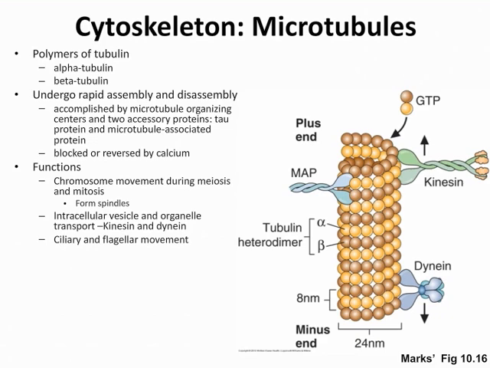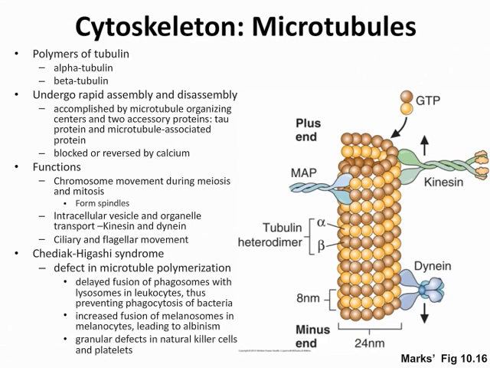Microtubules function in mitosis and meiosis. Remember, they form the mitotic spindles. Also, Chediak-Higashi syndrome is a defect in your microtubule assembly. So, for example, delayed fusion of your phagosomes. Remember, phagosomes are what eats bacteria. So if you have delayed fusion of them, then it's going to prevent phagocytosis of bacteria.